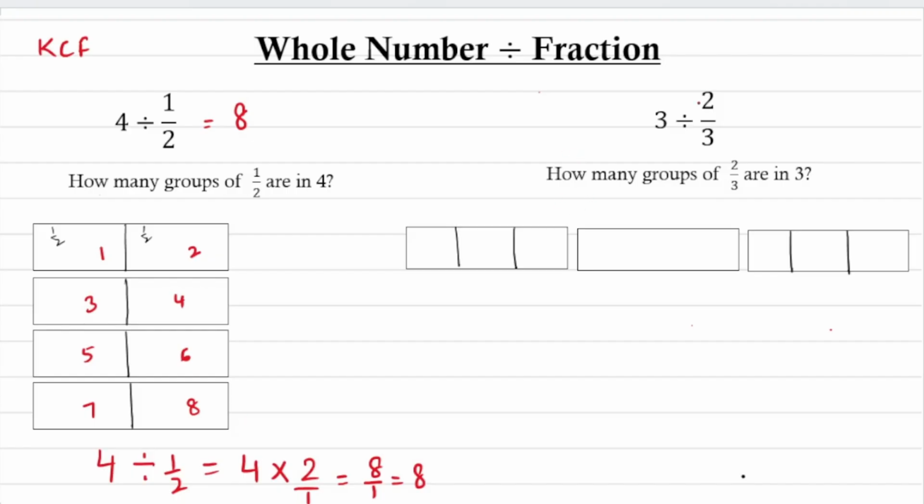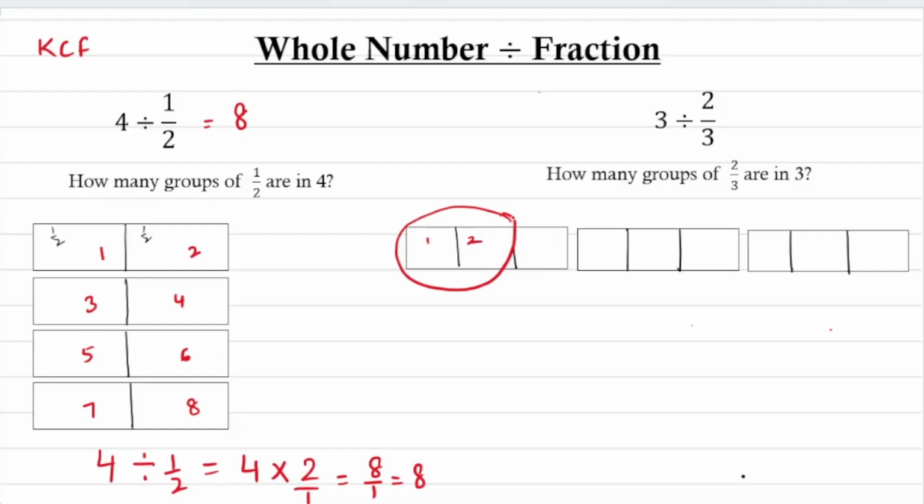Next question is 3 divided by 2/3. How many groups of 2/3 are there in 3 wholes? So these are the 3 wholes, and I need to form groups of 2/3. So let's divide each whole into 3 equal parts. And now let's form the groups of 2/3. So this is 1 and 2. Is this 2/3? Yes, it's 2 parts out of 3.